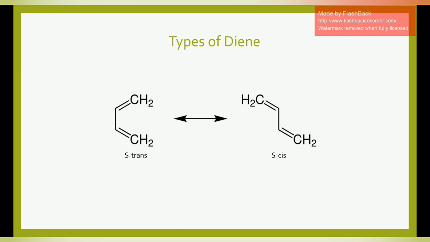The diene must be in s-cis conformation because the dienophile and the diene must be close enough in order for the reaction to take place. S-cis undergoes the Diels-Alder reaction, whereas s-trans does not.